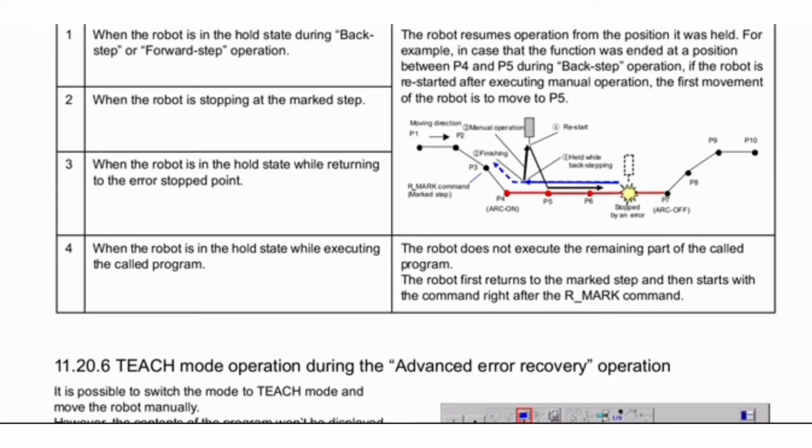Fourth, when the robot is in the hold state while executing the called program, the robot does not execute the remaining part of the called program. The robot first returns to the marked step and then starts with the command right after the R mark command.